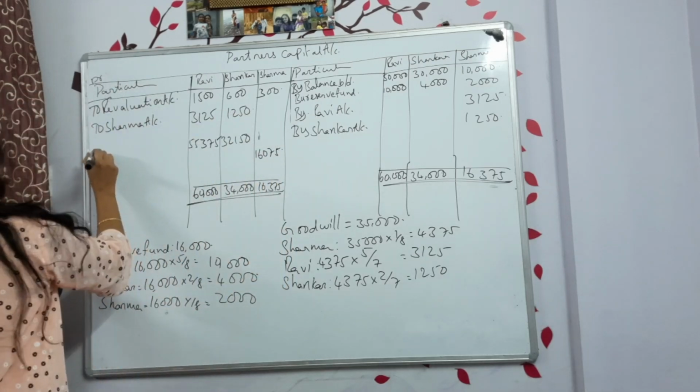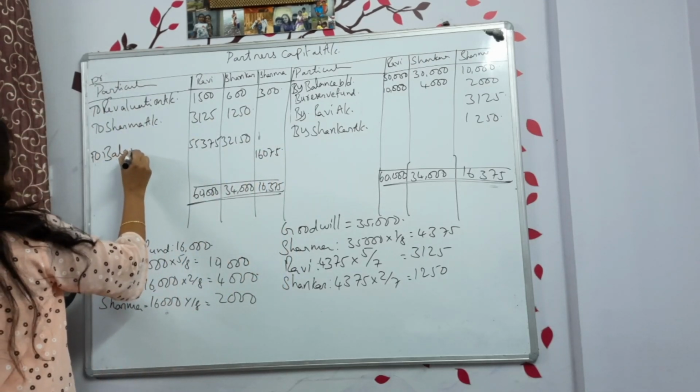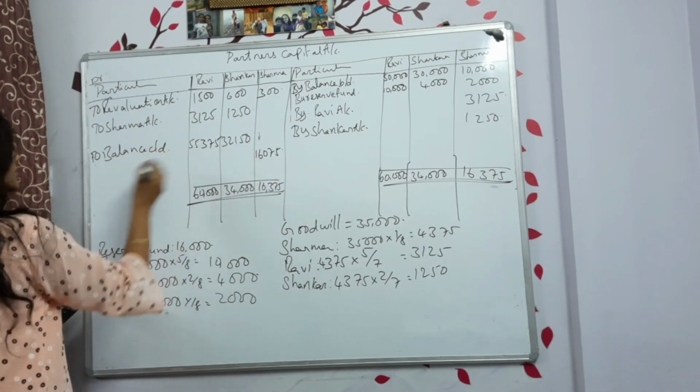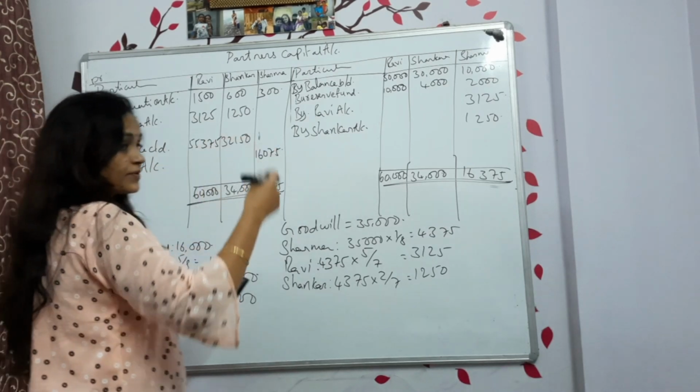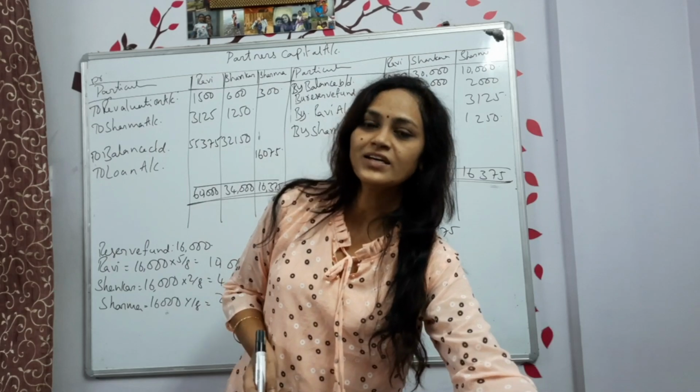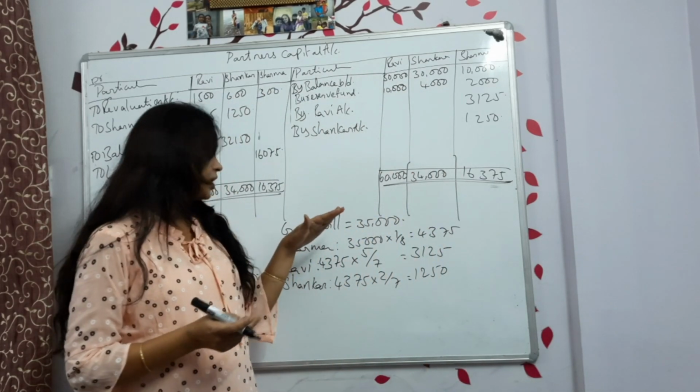16,075. So these both are balance carried down. And this is treated as loan account. We are going to make the payment, no. So it will be treated as loan account. Clear? The main calculation is goodwill.